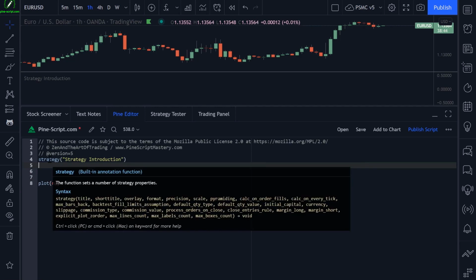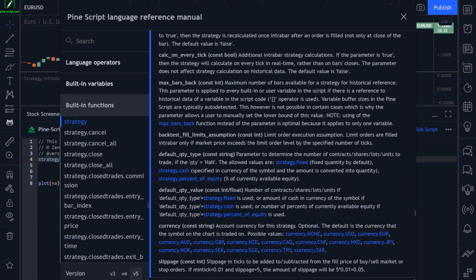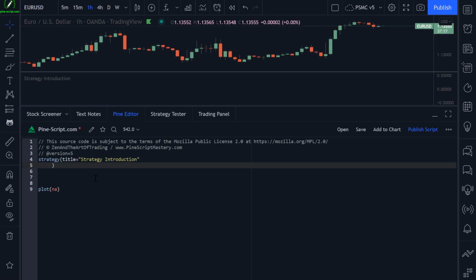If you hold down Control and click on this function name, we'll get the documentation for all of these and a detailed description for each parameter. But I'll do my best to summarize and walk you through them really quickly in this video. So let's get started by titling our script. And now for today's lesson, I'm going to do something I don't normally do, which is split our strategy function across multiple lines just so that we can see each parameter as we're working with it.